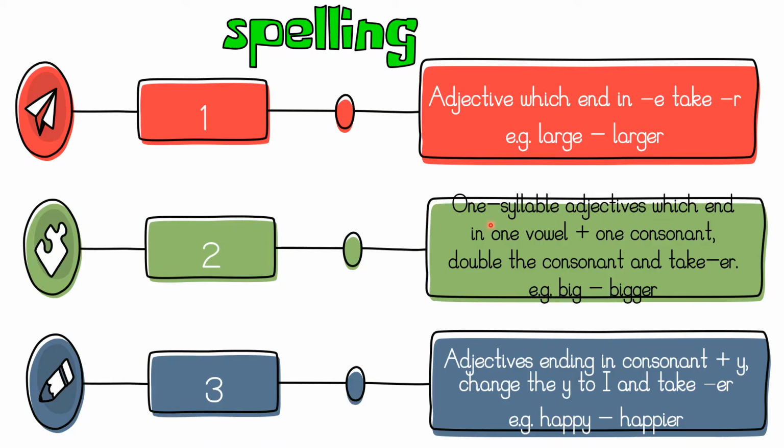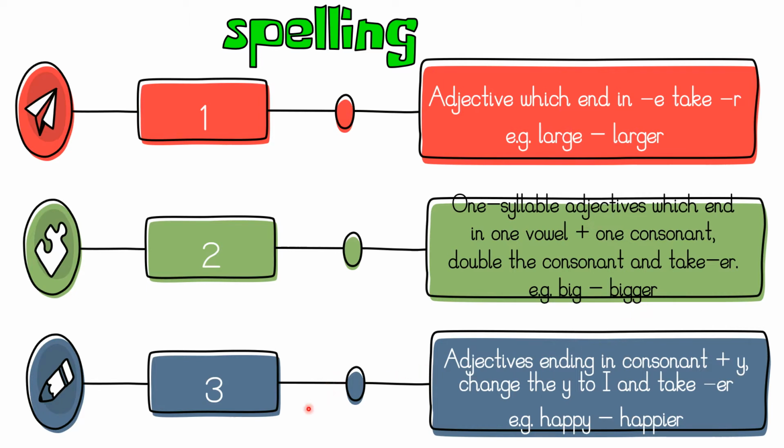Okay, now we move to the next one. We have 3 things over here about the spelling. We just quickly take a look. The first one: adjectives which end in e, tag r. For example, large becomes larger. The second one: one-syllable adjectives which end in 1 vowel and 1 consonant, double the consonant and tag er. For example, big, it will be double G over here, bigger.